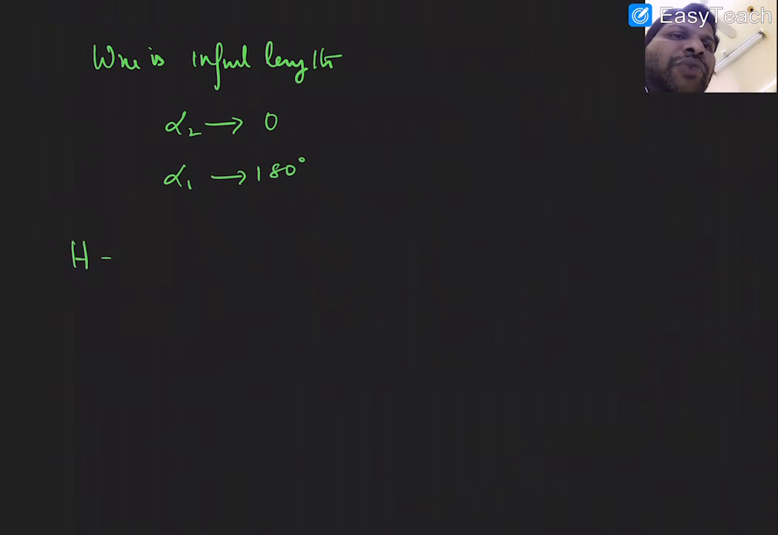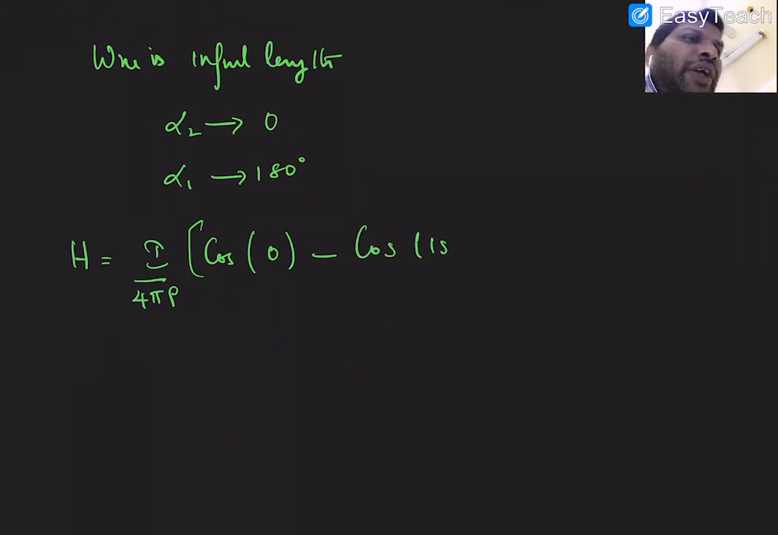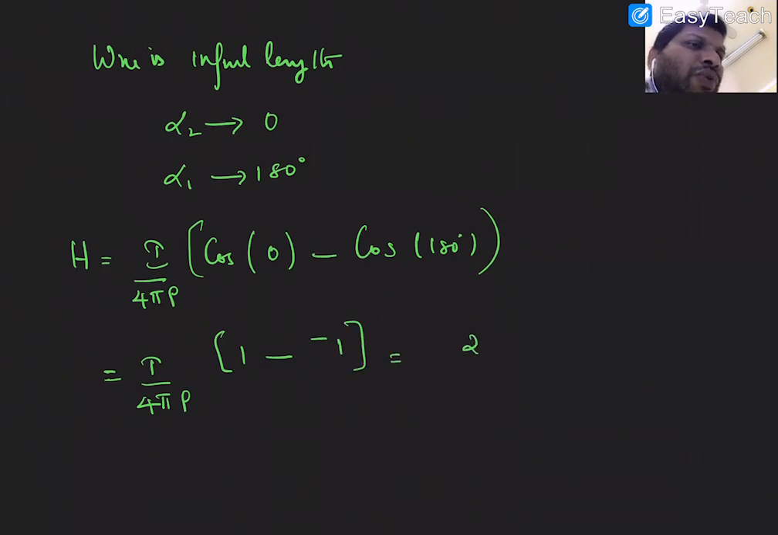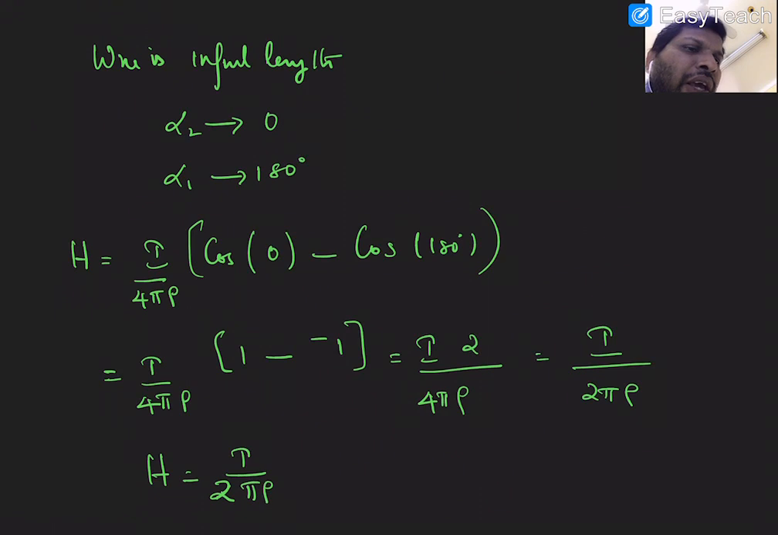In such a case, what will be H? H is equal to I over 4 pi rho times cosine of alpha 2, which is 0, minus cosine of 180 degrees. So this becomes I over 4 pi rho times 1 minus, cosine of 180 is minus 1. This becomes 2I divided by 4 pi rho, which is equal to I over 2 pi rho. So H is equal to I over 2 pi rho. This is for the wire with infinite length.